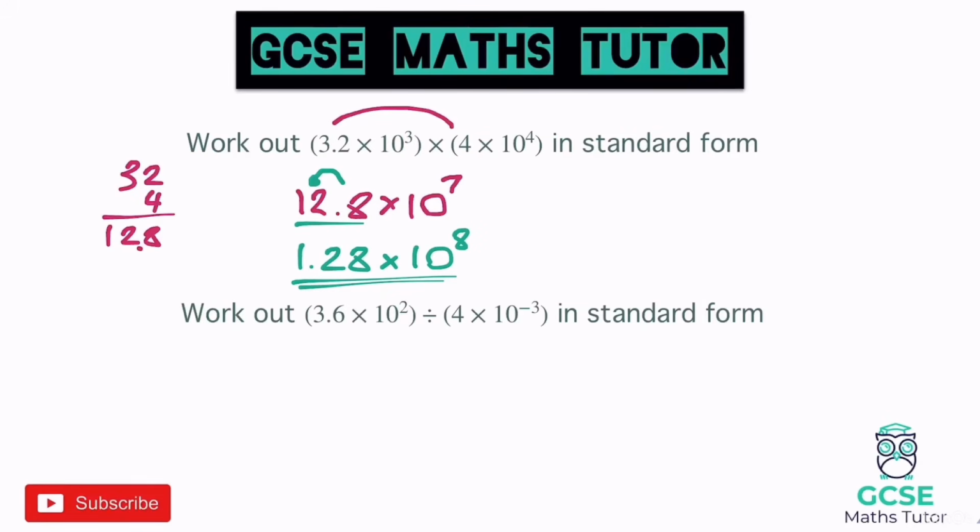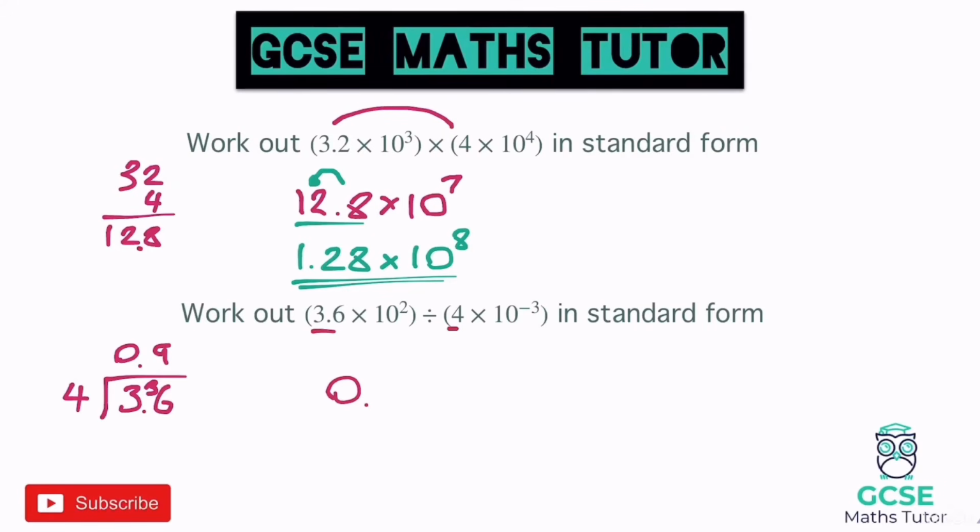So I need to do 3.6 divided by 4. And again, it's up to you. You can hop the decimal out and hop it back in, but I'm just going to do 3.6 divided by 4 using a bit of bus stop. So 4 doesn't go into 3, so carry the 3, and then 4 goes into 36 9 times. There we go, so it's 0.9.